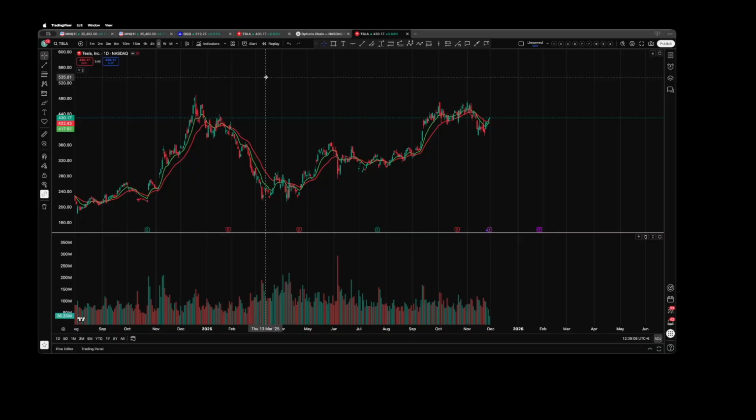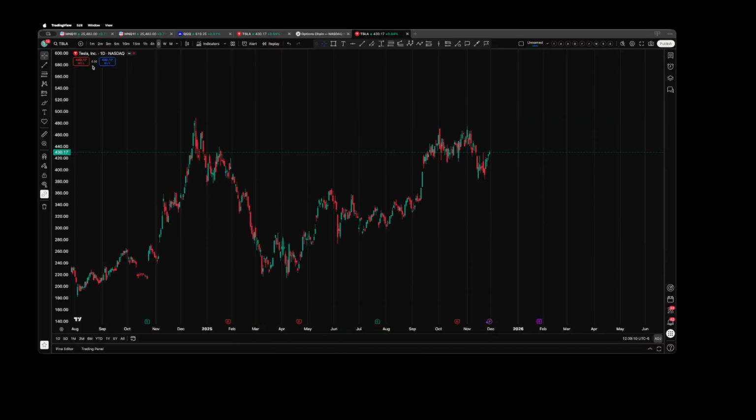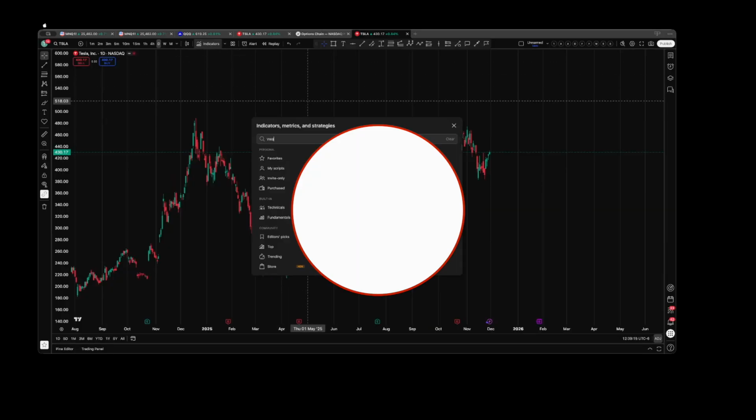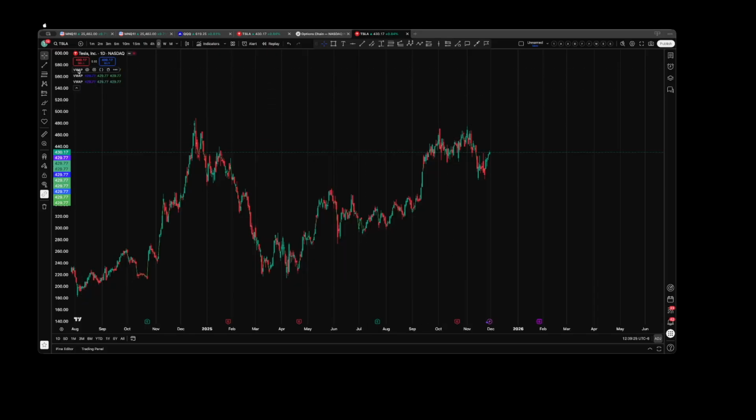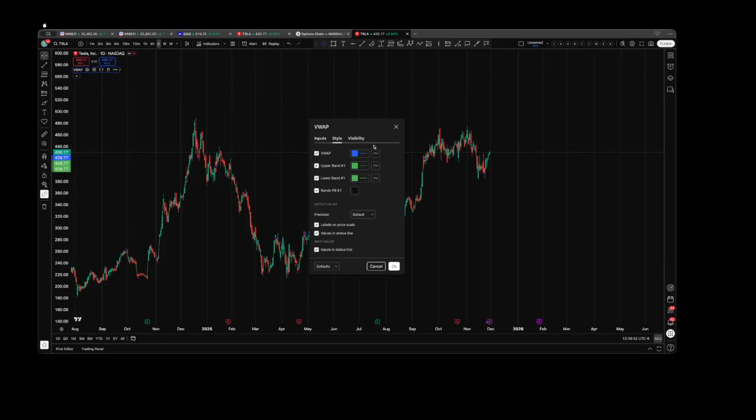And let's go to the next indicator, and it is called VWAP, volume weighted average price. It also includes volume along with the moving averages. So let us see.